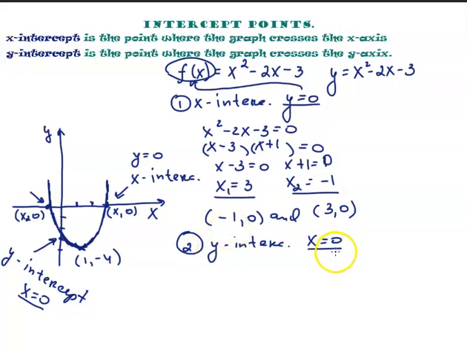And then the process is the same. I'll take x equals 0 and substitute it into the function. So I will find f of 0, which is 0 squared minus 2 times 0 minus 3. So 0 minus 0 minus 3 will be -3. So the y-intercept point will be (0, -3). And you can see it on the graph.